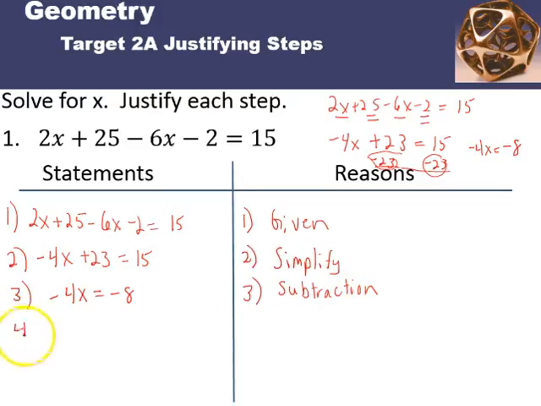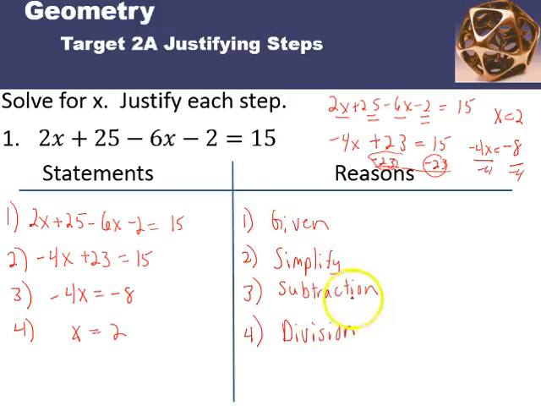And then finally, I'm going to solve. To do that, I'm going to divide both sides by negative 4, and I get x is positive 2. So right here I get x is positive 2. And again, what I did was division property because I divided both sides. Okay, so that's the answer.